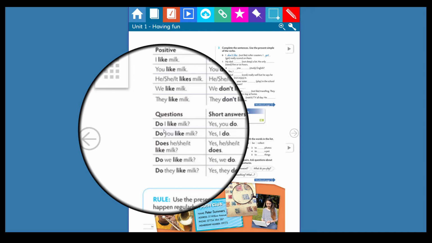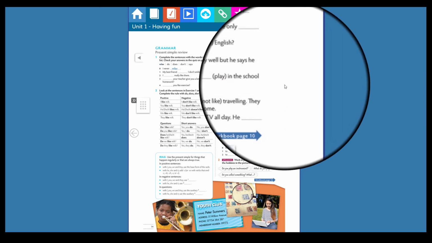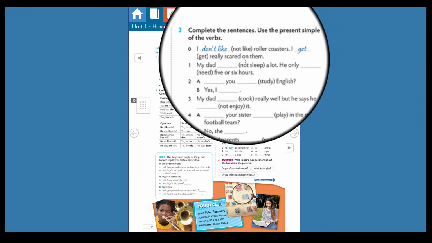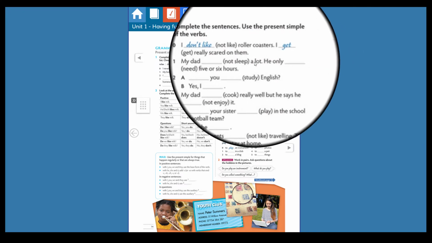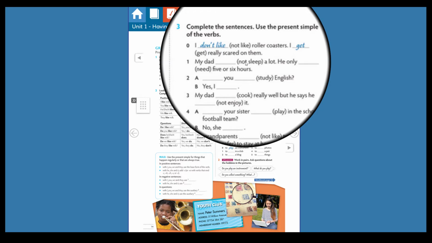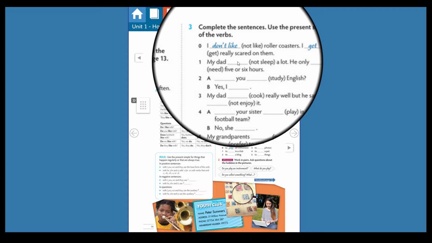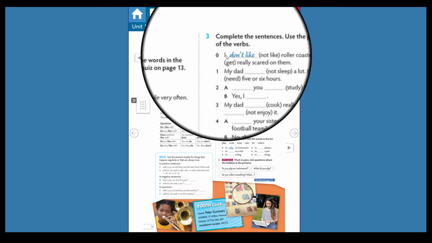Activity number 3. Complete the sentences. Use the present simple of the verbs. Here we have different sentences and different verbs in parentheses. You have to use the verbs in parentheses and write the correct form in each space. Okay? So let's see. The example number 0.